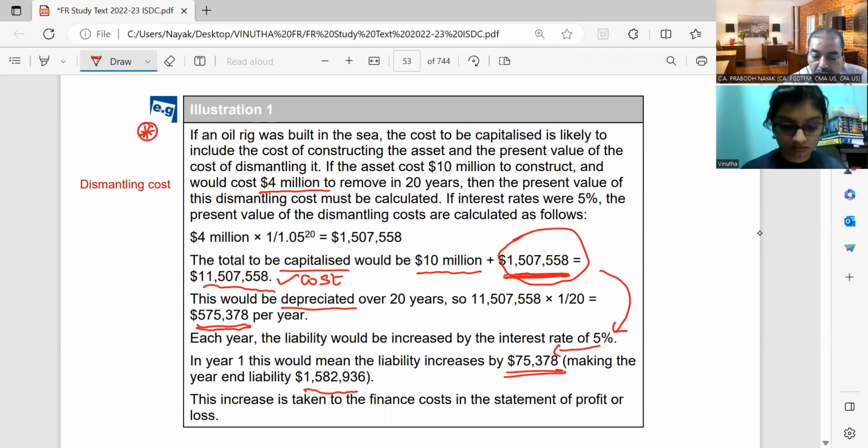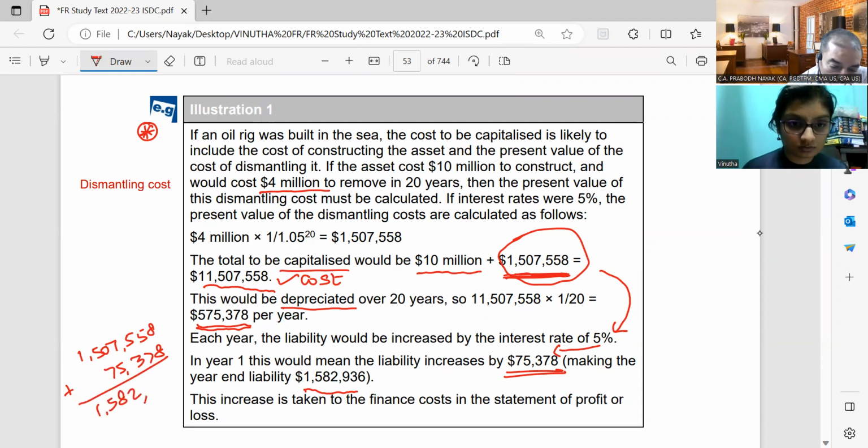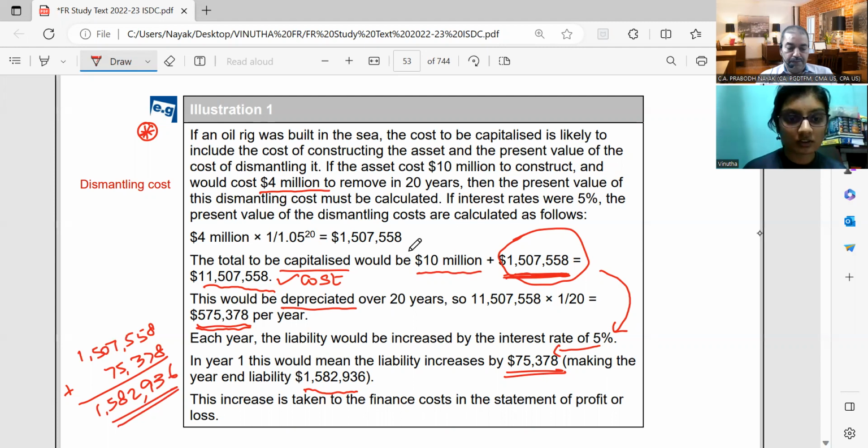So what is your total liability then? Your total liability is 1,507,558 plus this 75,378. That comes to 1,582,936. This is your total liability at the end of the first year. In the second year, on this 1,582,936, again you will calculate 5%. And it will go on till the 20th year. In the 20th year, this figure will become $4 million. Is it clear? Yes, sir.